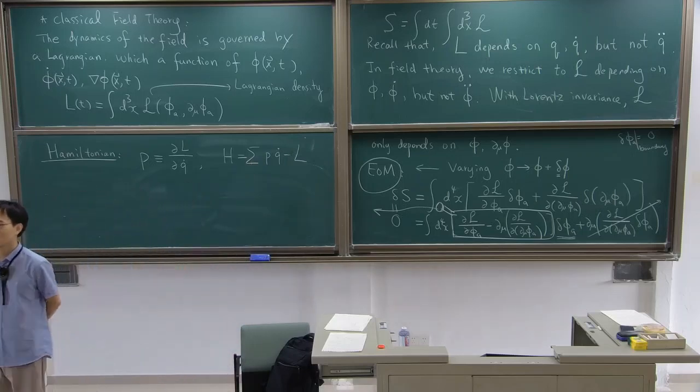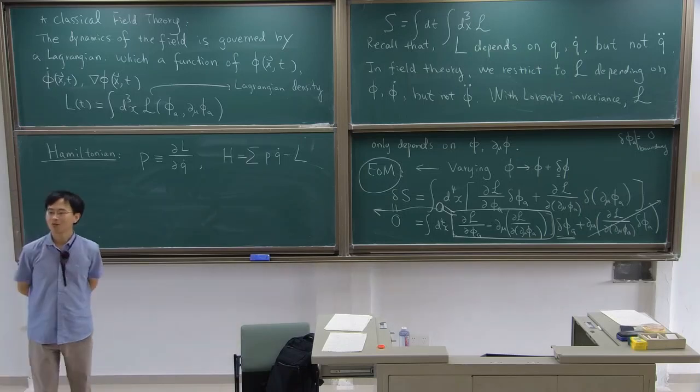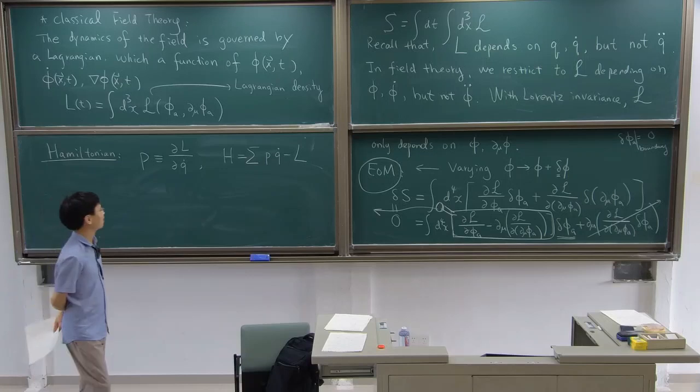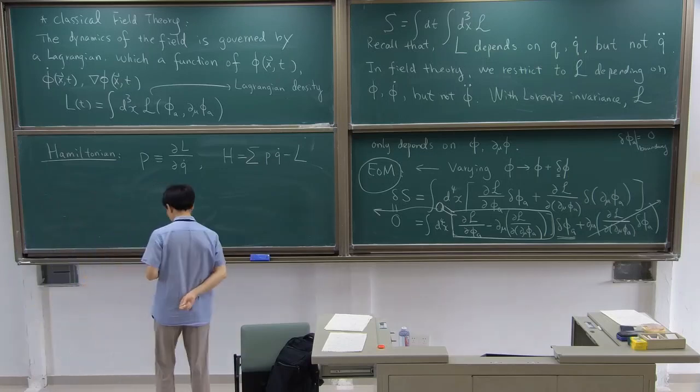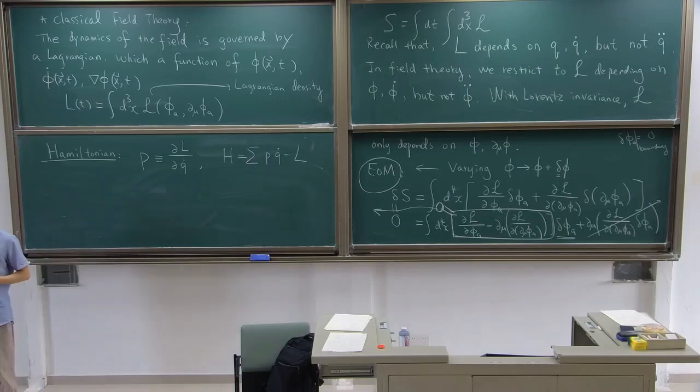Right? So p q dot minus L. This is called the Hamiltonian of the system. So why would you do that?